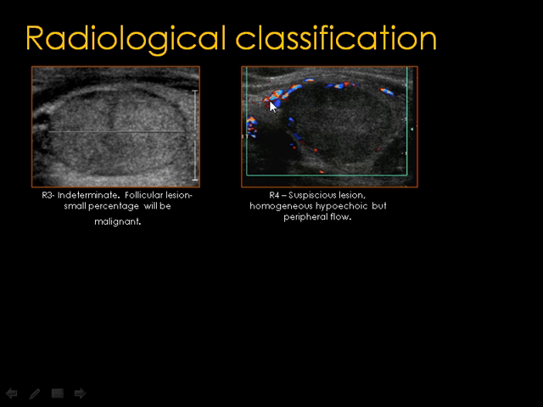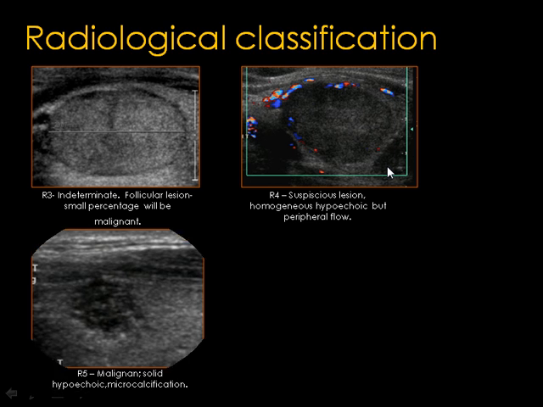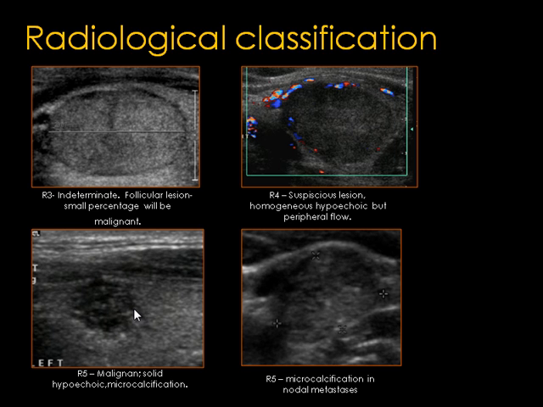R4 describes suspicious lesion, means it has features of malignancy, but it's not strong enough to say malignant. Like this lesion, it is hypoechoic and homogeneous, but the color Doppler shows peripheral flow. R5 indicates malignant lesions with more than one feature of malignancy. Like this nodule, it is solid, hypoechoic with microcalcifications and irregular margins. Again, this is R5. It is a metastatic lymph node, cystic and solid areas with microcalcification.